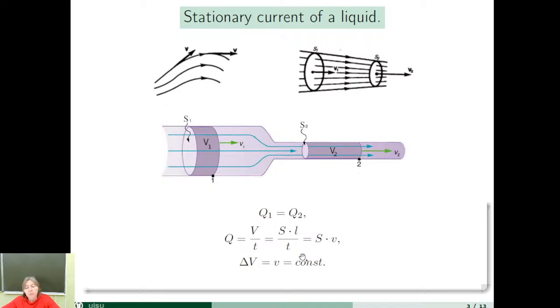And we know the displacement, the distance L divided by t, is a velocity, and we get Q is equal to S multiplied by v, and S times v is a constant.